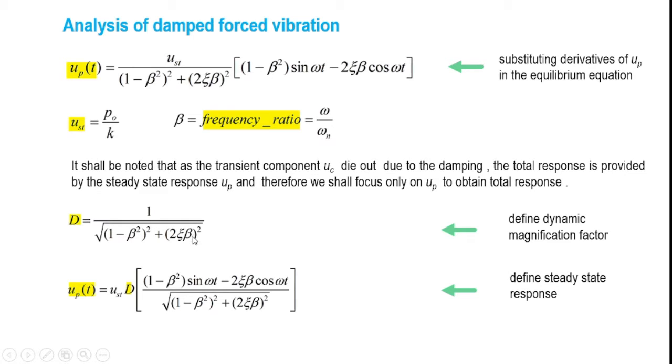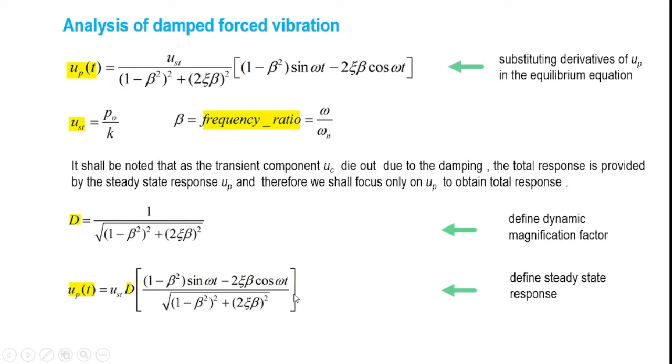Now substituting this expression for capital D into the particular solution, we have the UPT that is given by UST into capital D, multiplied by 1 minus beta square into sine omega t minus 2c beta into cos omega t, divided by square root of 1 minus beta square the whole square plus 2c into beta the whole square. So this is how we define the steady state response.